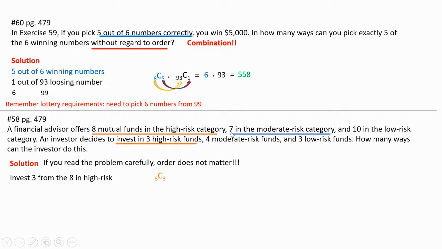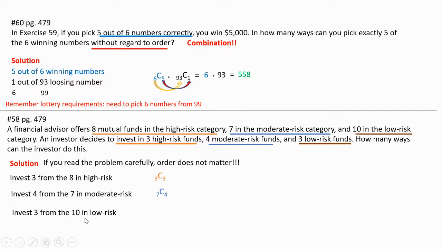Now, from the 7 moderate risk funds, I'm going to choose 4. Invest 4 from the 7 moderate risk, which is going to be 7 combination 4. And then finally, from the 10 low risk funds, I want to invest in 3. So invest 3 from the 10 low risk.